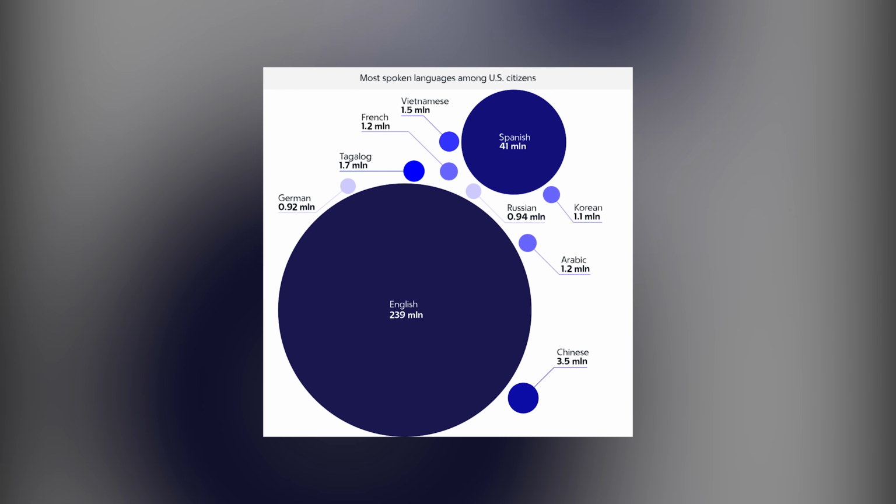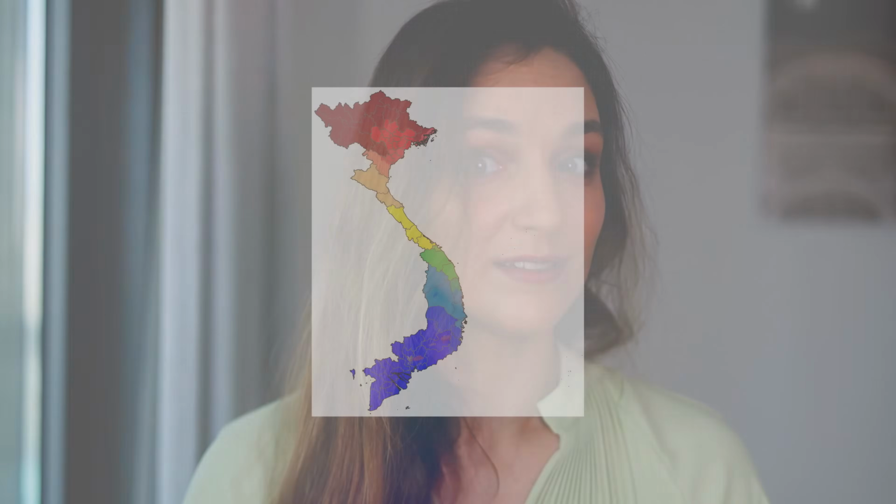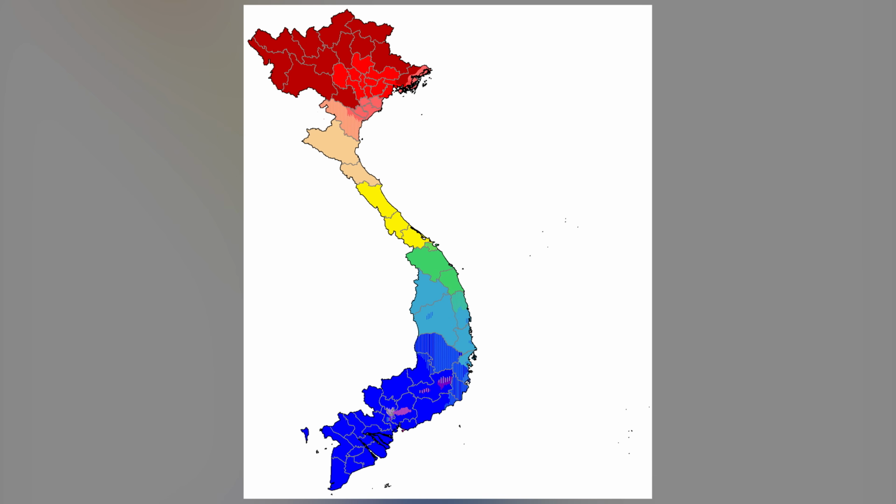There is a considerable Vietnamese diaspora worldwide, especially in the US, where Vietnamese is the 6th most spoken language, with 1.5 million speakers. Vietnamese has many dialects, and the more you zoom in on the map, the more dialects you see. But there are roughly 3 major dialect groups.